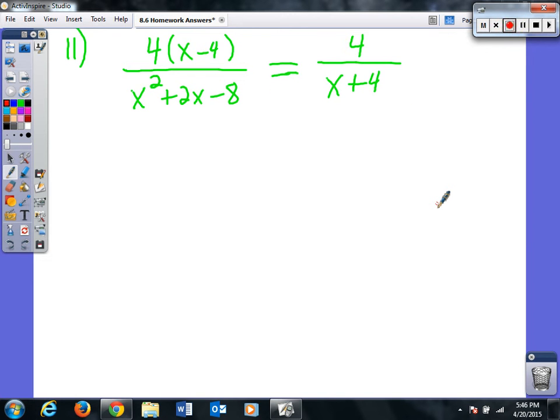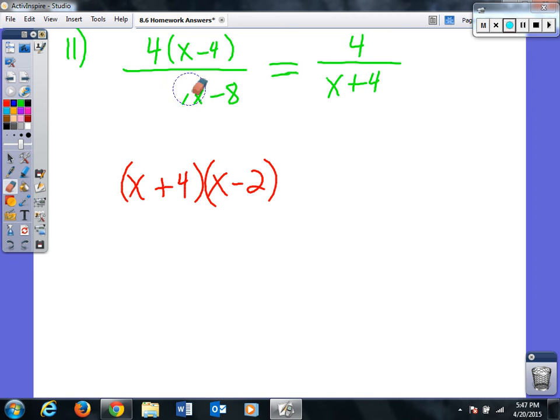Before we start thinking about what we need to multiply by to get rid of the denominators, let's factor the bottom of the left side. So we're going to need two numbers that multiply to be negative 8, add to be 2. That's going to be positive 4 and minus 2. So those will multiply to be negative 8, and they will add to be 2. So I'm going to go ahead and replace the denominator with that.